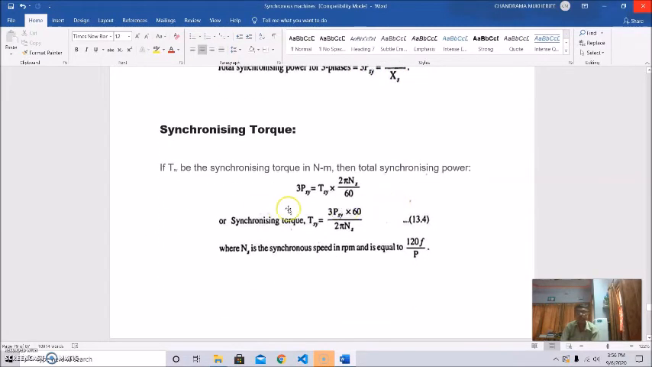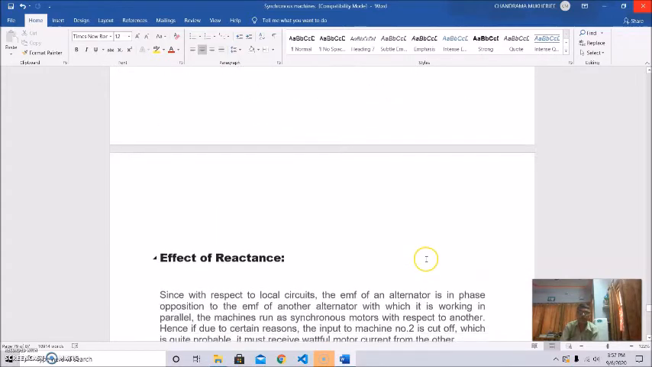For synchronizing torque, if TSY is the synchronizing torque in Newton meters, then the total synchronizing power PSY equals TSY into omega S, which is 2 pi NS by 60. So synchronizing torque equals PSY into 60 by 2 pi NS, where NS is the synchronous speed in RPM, equal to 120 F by P.